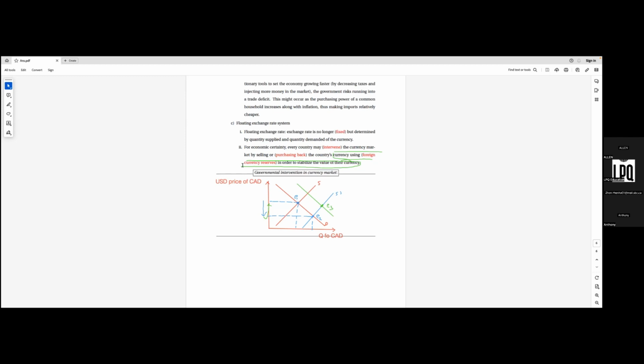In the future, if you take a more intermediate level course, like international economics, you will see that stabilizing the value of your currency in the foreign markets is actually super important.